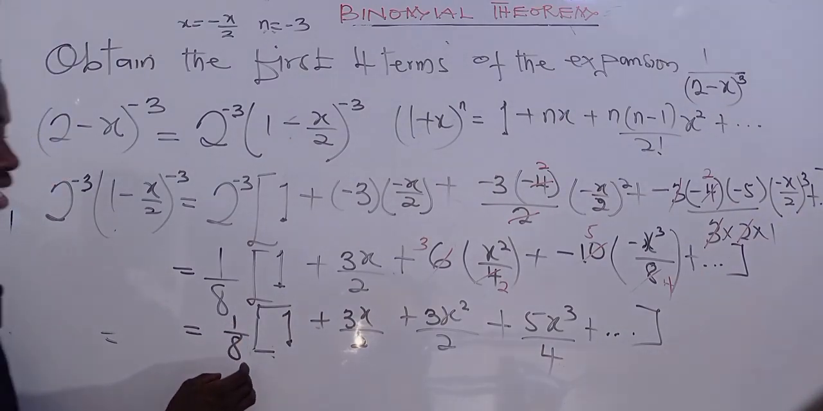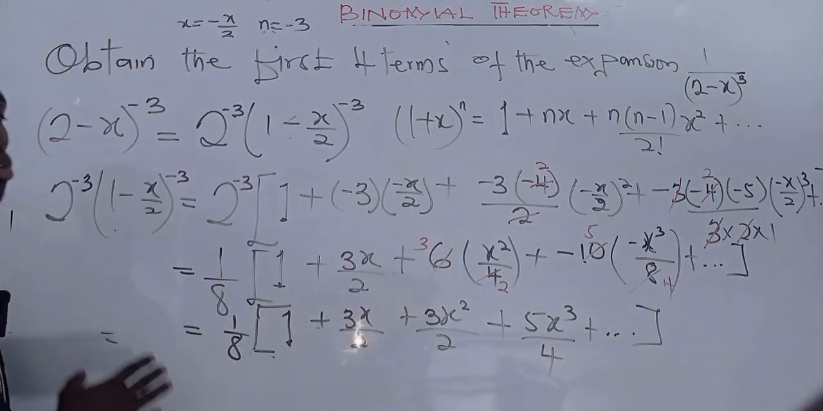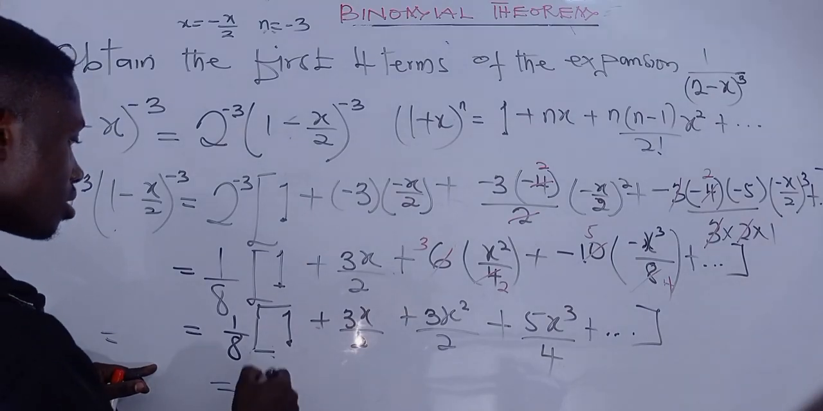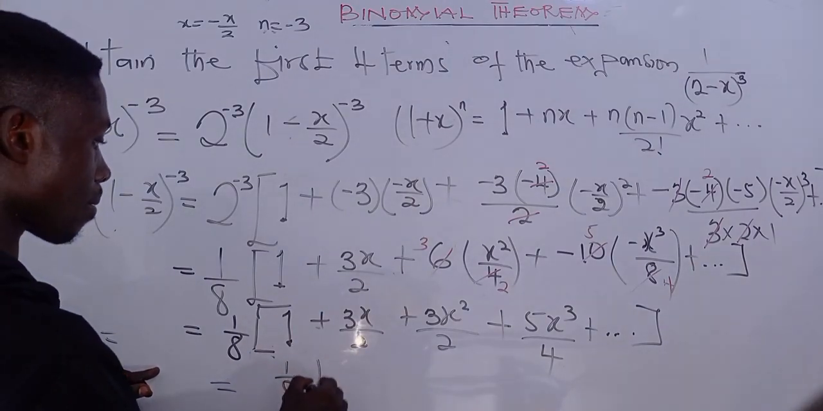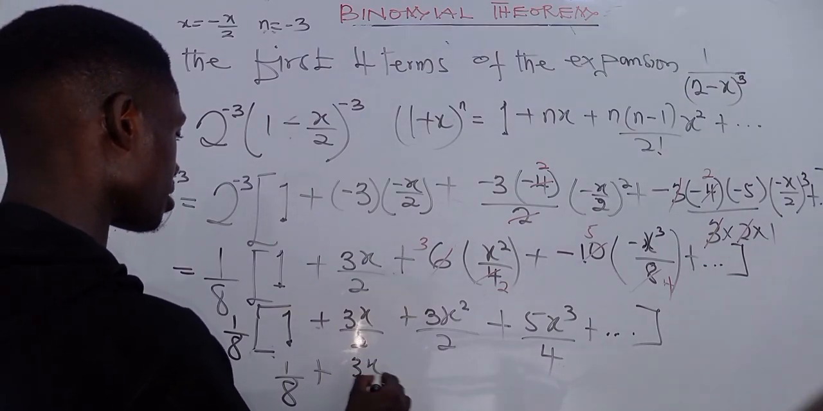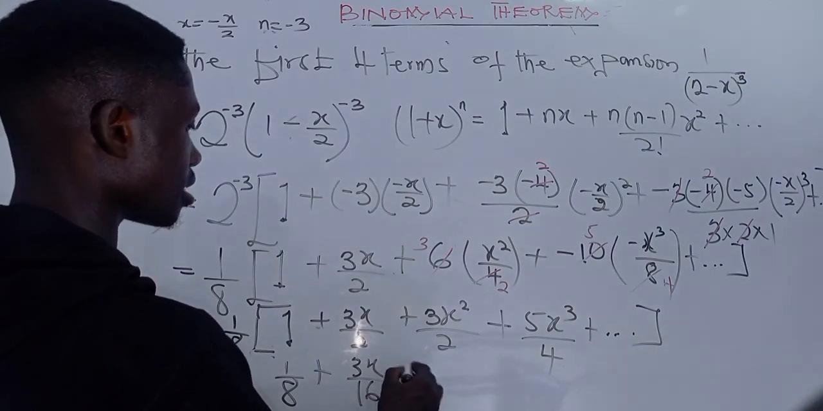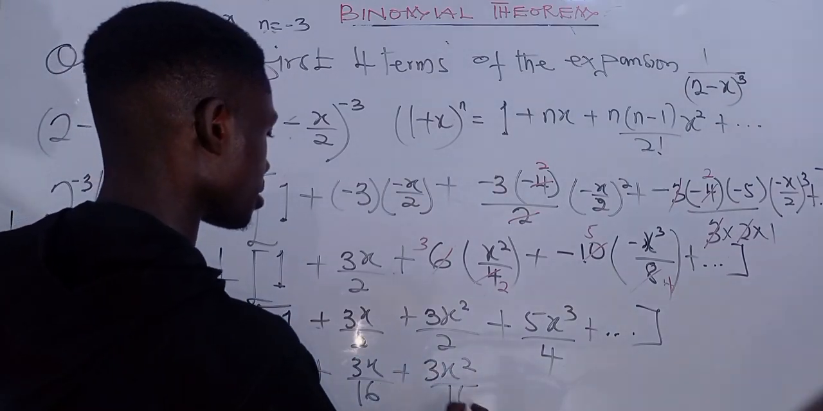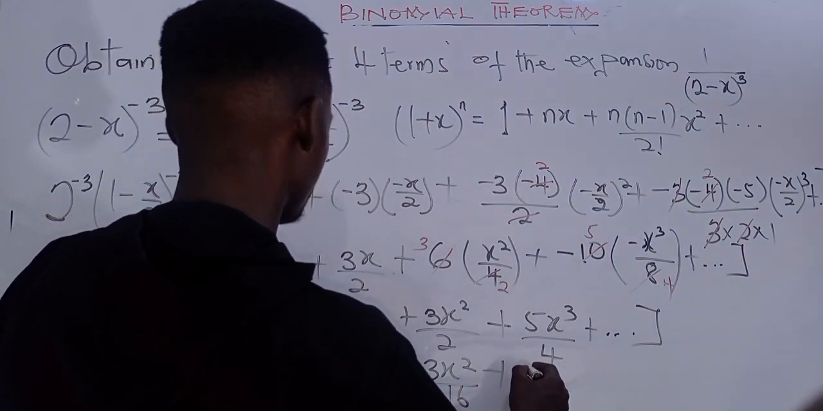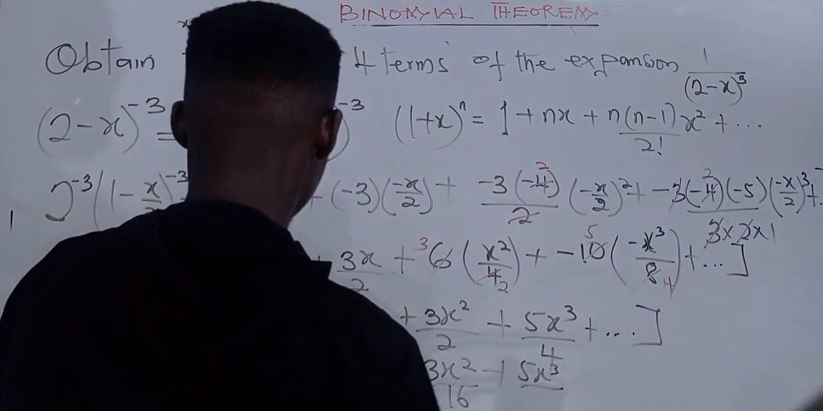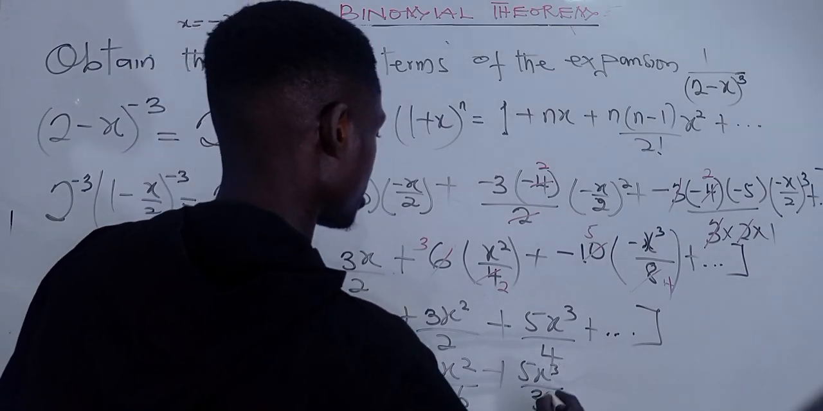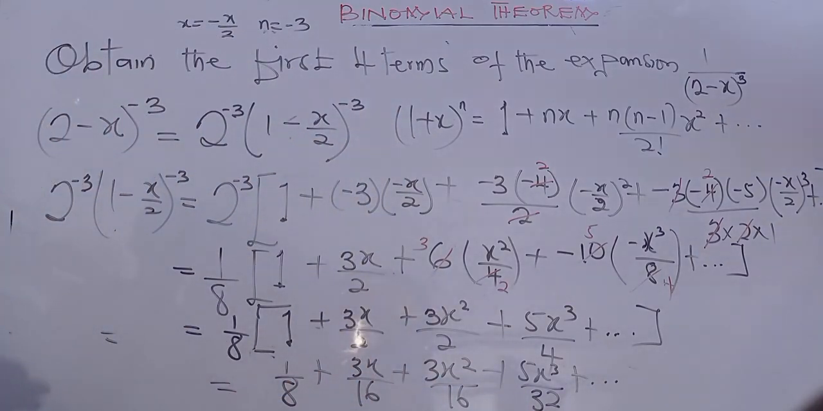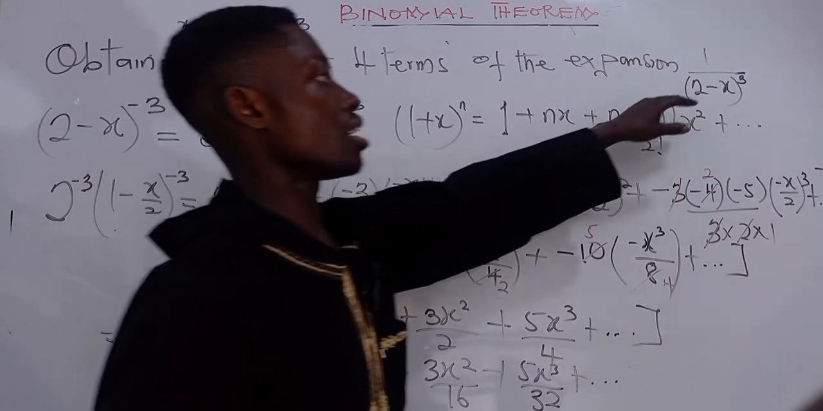We have a 1 over 8 outside the bracket, and it is multiplying all those items within the bracket. So we have our final one. This will give us 1 over 8. This will give us 3x all over 16. We also have 3x squared all over 16. And then we have 5x cubed all over 32. So this is the expanded form of this binomial expression.